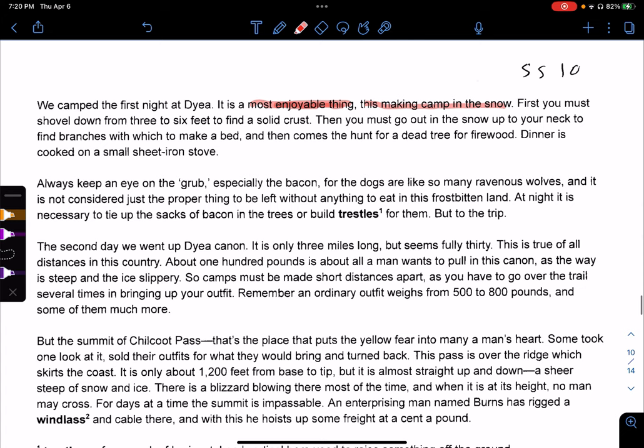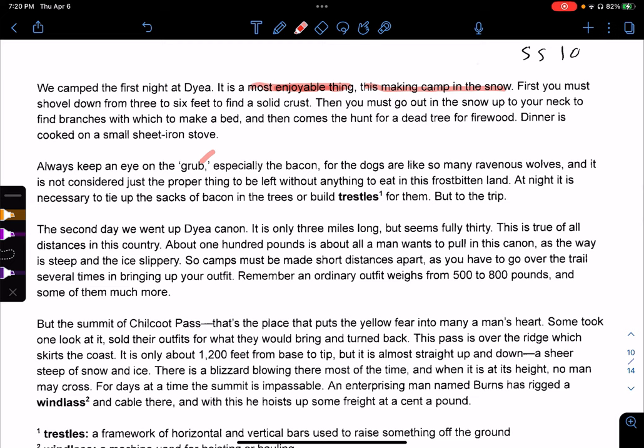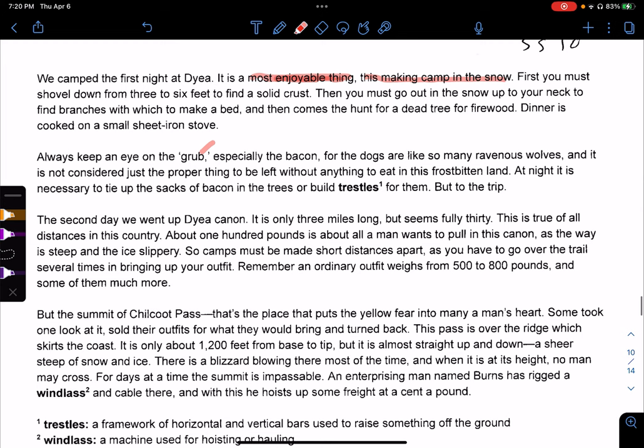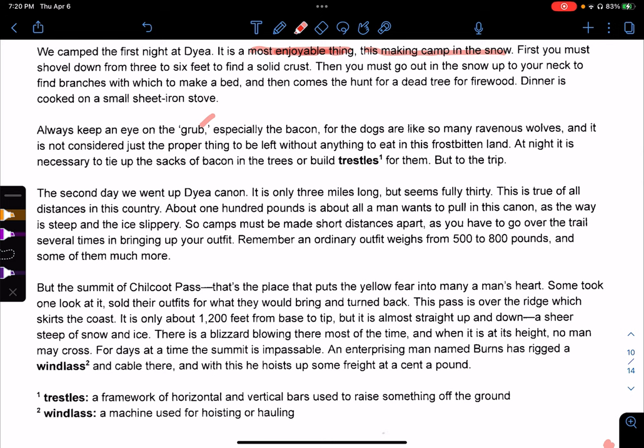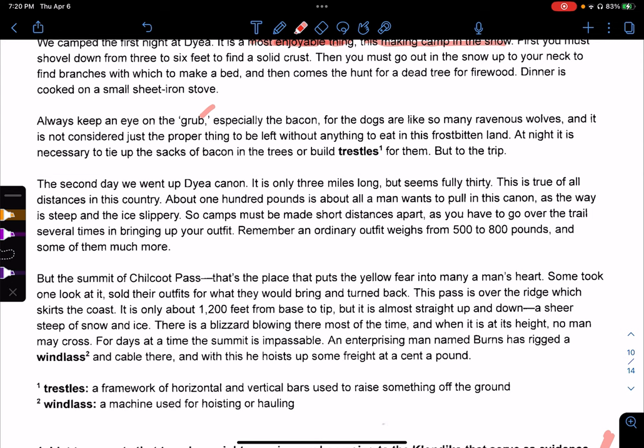Always keep an eye on the grub. Grub is food, especially the bacon. For the dogs are like so many ravenous wolves, and it is not considered just the proper thing to be left without anything to eat in the frostbitten land. At night, it is necessary to tie up the sacks of bacon in the trees or build trestles for them. But to the trip, he's going to talk about the trip now.